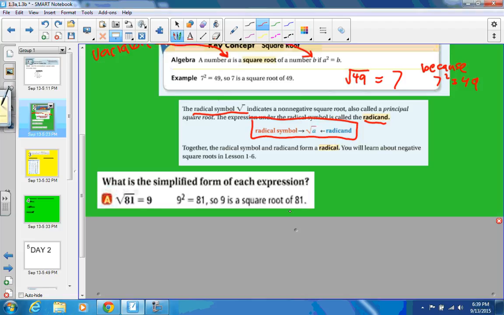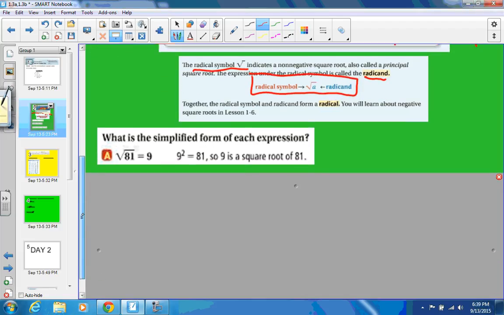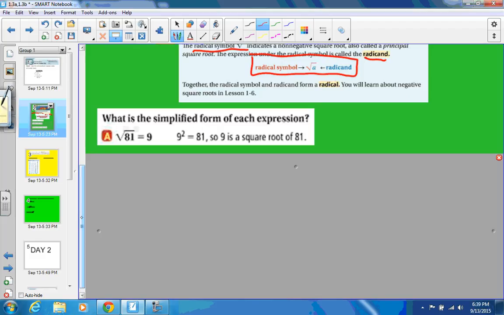First of all, I'm going to show you a couple with the answer, and then you're going to have a chance to do some on your own. What is a simplified form of each expression? So the square root of 81, I should have told you it already, but it is 9. And that is displayed here because 9 times 9 is 81. So 9 is the square root of 81.